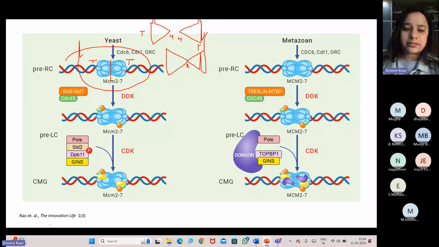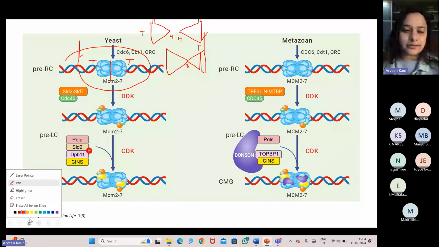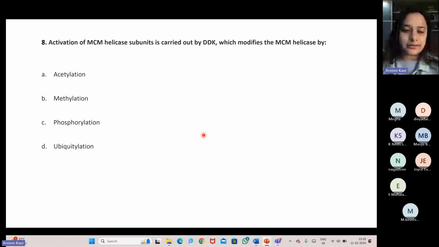Then after this, it is relevant to your next question, so we will quickly see this. DDK and CDK come and act on this pre-replication complex, and then they recruit the polymerases, and then the replication can eventually begin. I have not given out the answer for the next question, but let's see if you can tell that.